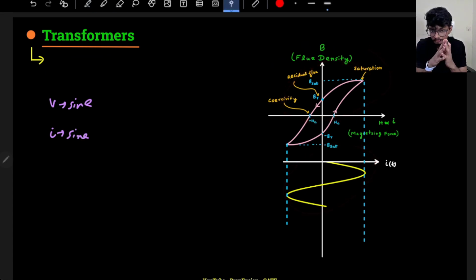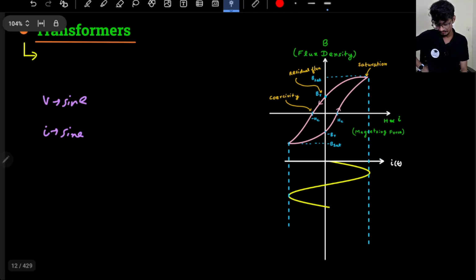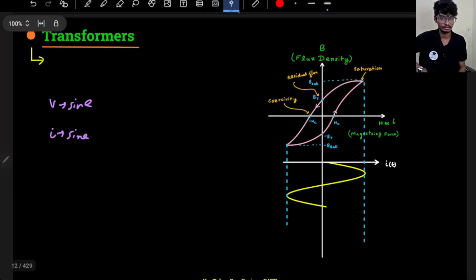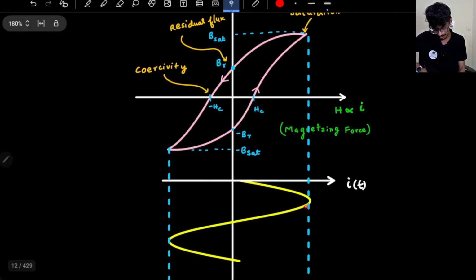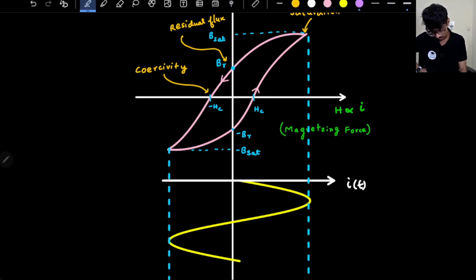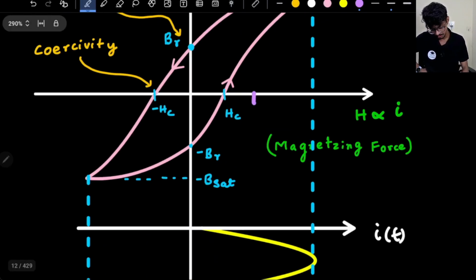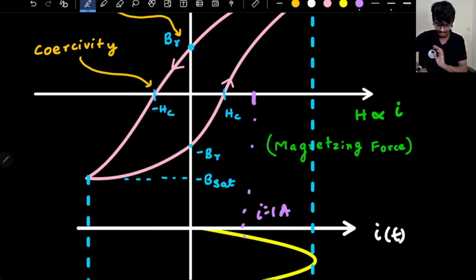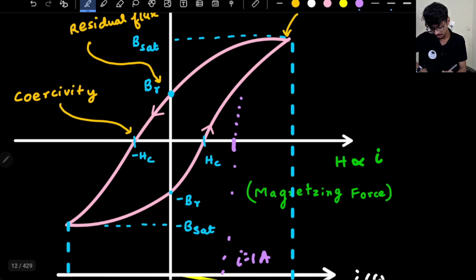Now, if the core material has this kind of saturation, this kind of BH curve, what can be the problem? If my current value is very high, what will happen? The flux will not be purely sinusoidal. Why? Let's say my current is sinusoidal, and this is my graph. My current is proportional to the magnetizing force, or magnetic field intensity. So if current is increasing, magnetizing force will increase. Let's assume this is the point for some current equal to 1 ampere, any random point. For this current of 1 ampere, the flux will be this value.